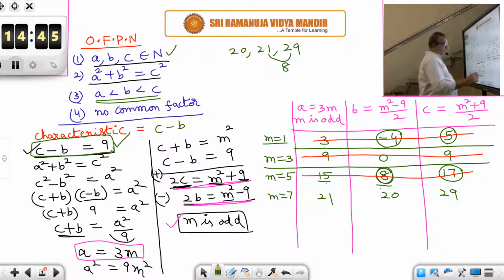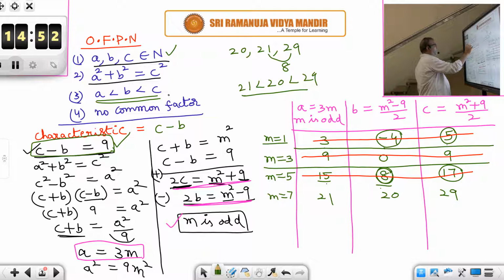Okay. So here also 21 less than 20 less than 29. That order is not maintained. So this condition, third condition is failing. So these are not ordered fundamental Pythagorean numbers. So we have to remove them. Actually, characteristic is 8, not 9.